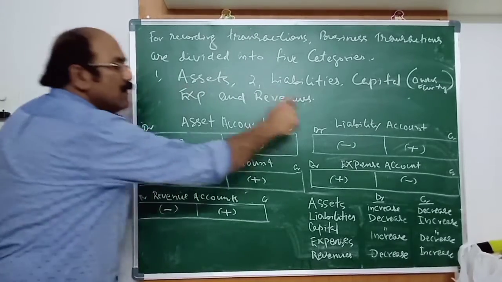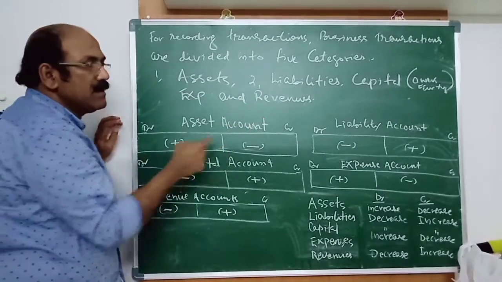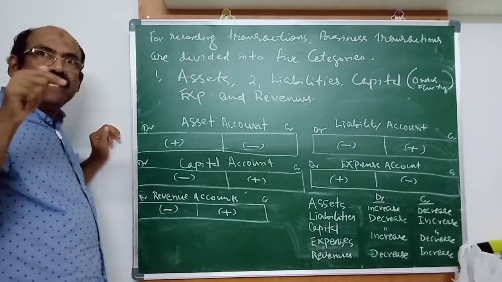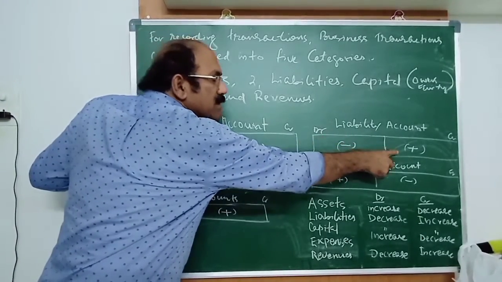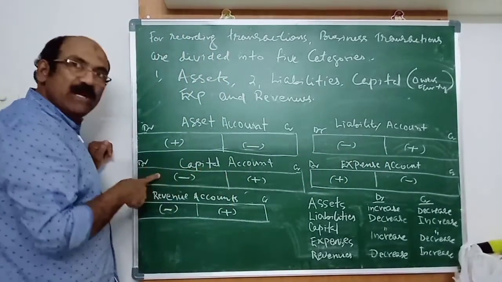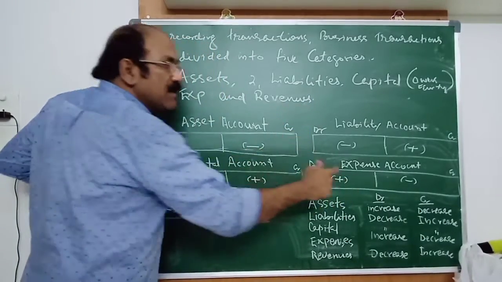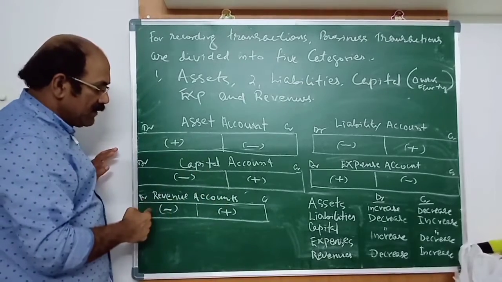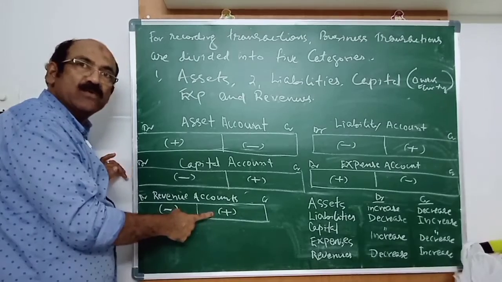So together: asset, liability, capital, expense account, and revenue. Asset, increasing when you debit, decreasing when you credit. Liability, decreasing when you debit, increasing when you credit. Capital account, decreasing when you debit, increasing when you credit. Expense account, increasing when you debit, decreasing when you credit. Revenue or income, decreasing when you debit and increasing when you credit.